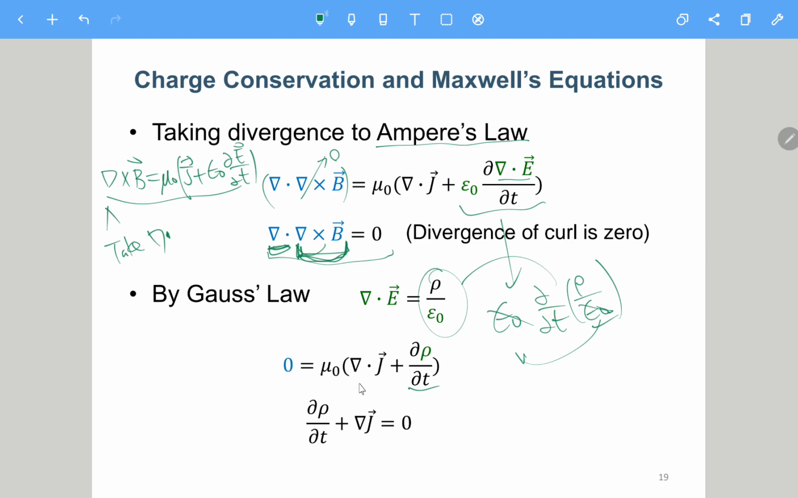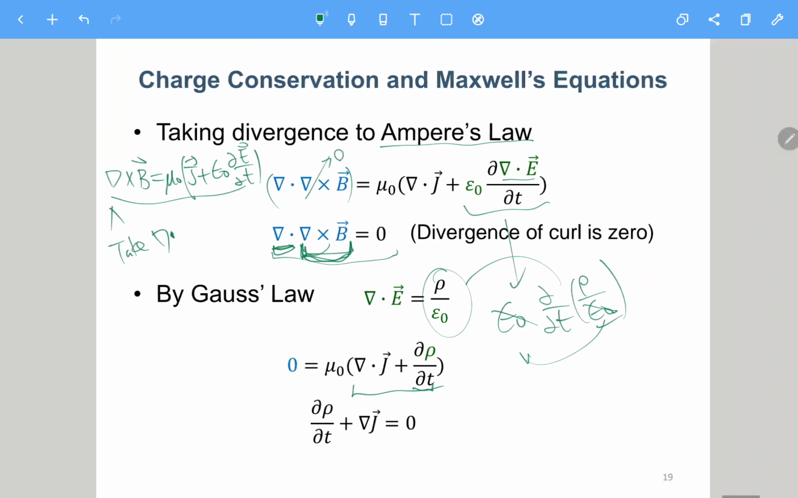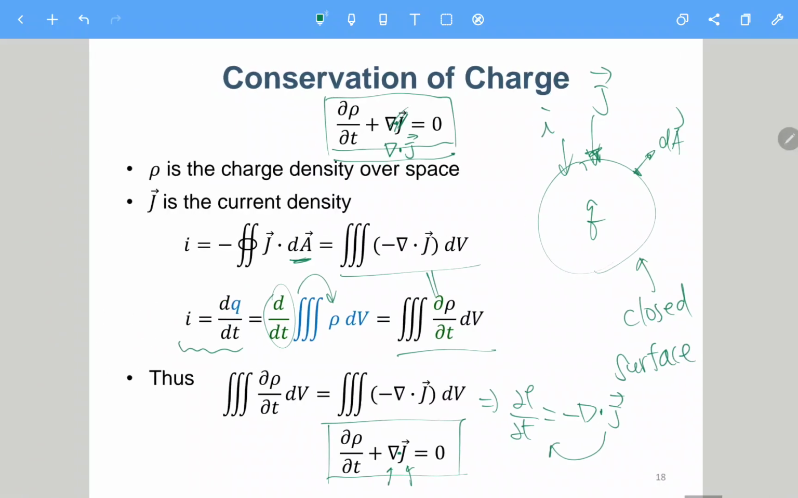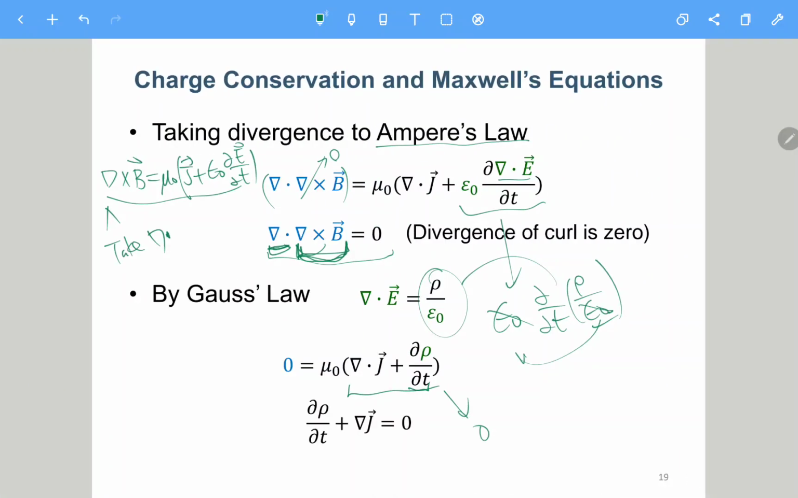We can see this part is actually the conservation of charge. The conservation of charge is: partial rho partial t plus divergence of J is 0. So this is 0 according to the conservation of charge. It turns out to be 0 equals 0, or you can just cancel the nonzero factor. So you can really derive the conservation of charge out.